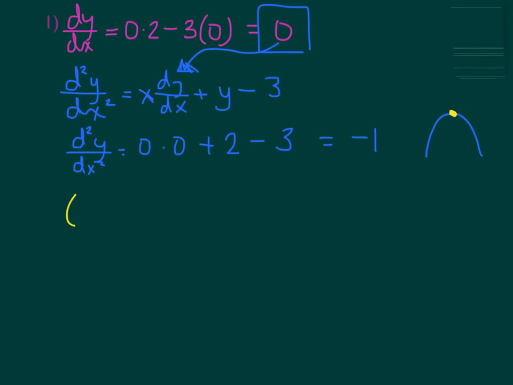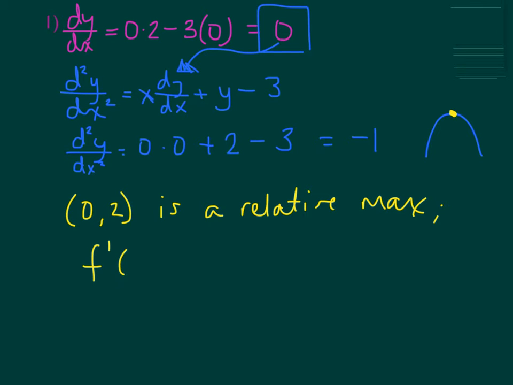Okay, so we could conclude that the point (0, 2) is a relative max. And our justification is that f prime of 0 was equal to 0 and f double prime of 0 was less than 0.